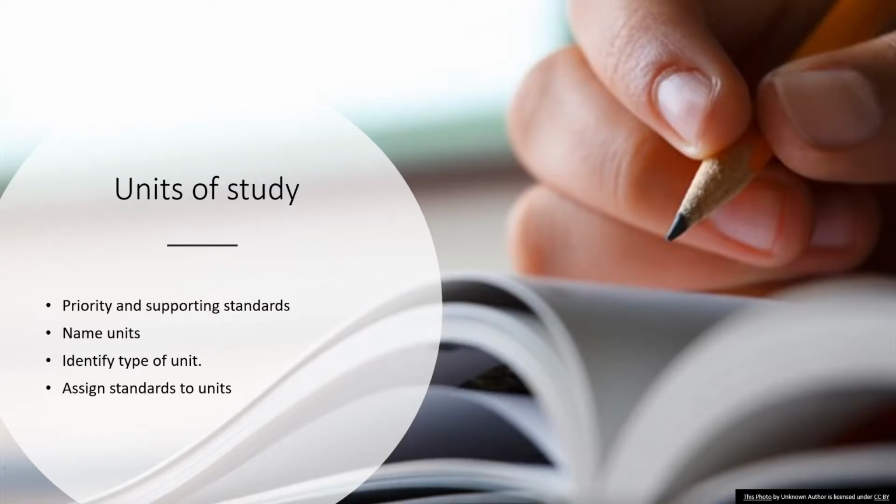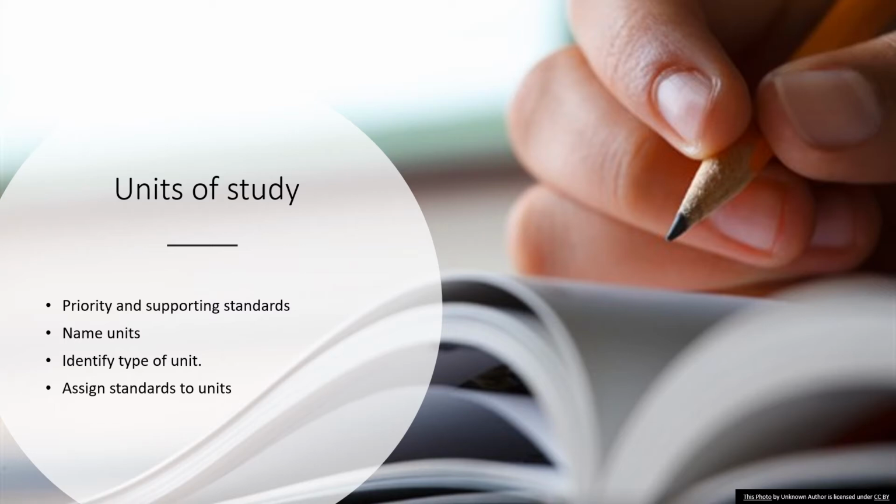Now, once you've determined your priority and supporting standards, you need to take those priority and supporting standards and decide how many units of study you're going to need. And note that units may last anywhere from 2 weeks to 6 weeks. Once you determine how many you need, then you're going to think about how long each unit needs to be. Decide if your units are topical, are they skills-based? What kind of units are they? And you need to name your units. Think about the approach you'll take to naming your units.